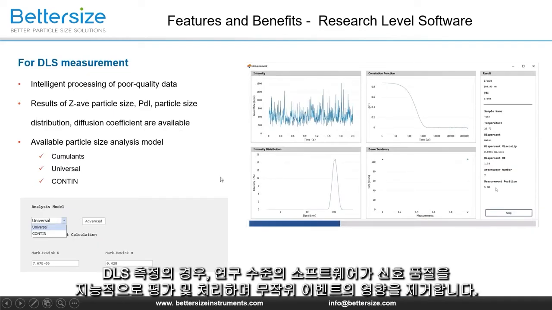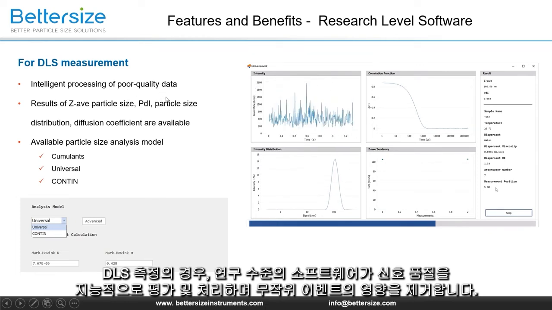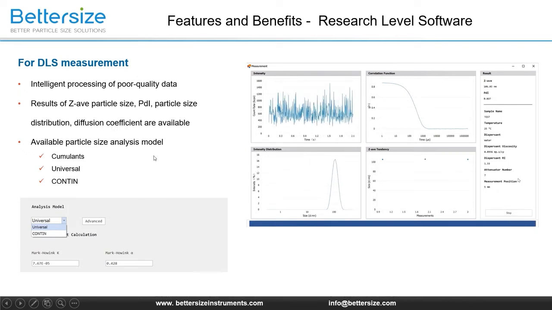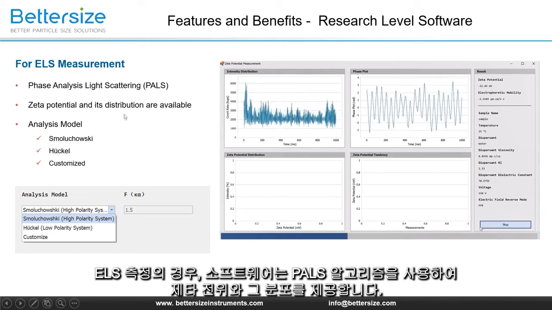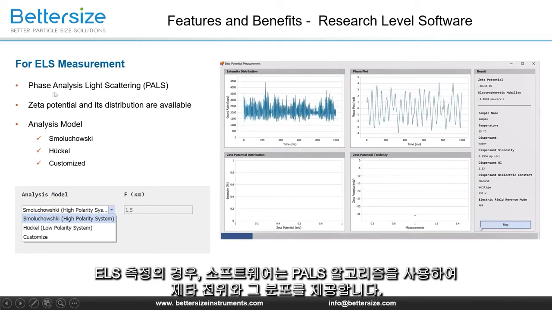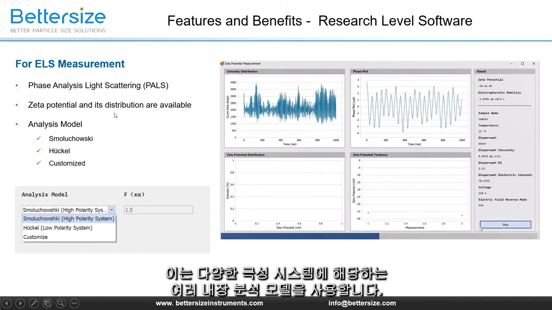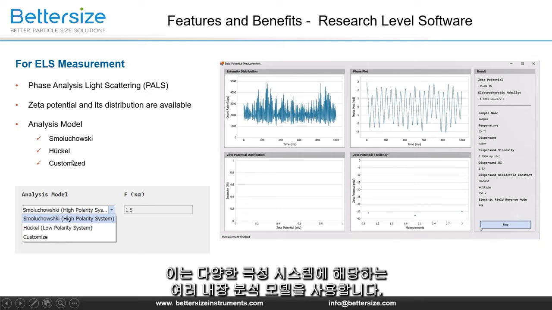For the DLS measurement, the research-level software offers the intelligent evaluation and processing of signal quality to eliminate the effect of random events. Results of Z-average particle size, distribution, and PDI can be obtained by different analysis models of the software. For the ELS measurement, the software uses the algorithm of pulse to provide the zeta potential and its distribution, with several built-in analysis models corresponding to different polarity systems.